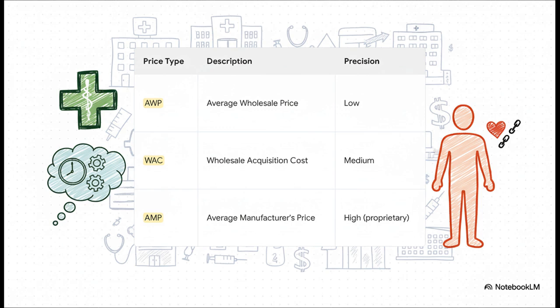But the most precise number, the one that gets closest to the truth, is the average manufacturer's price, or AMP, because it actually includes all those secret discounts. But here's the catch. As you can see, that number is proprietary. It's a secret. It's a perfect example of just how tricky finding the true cost can really be.